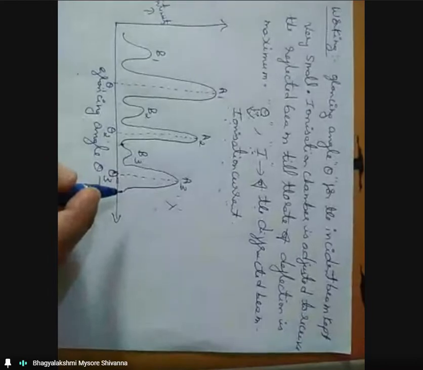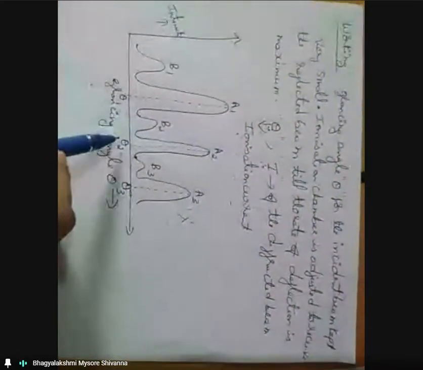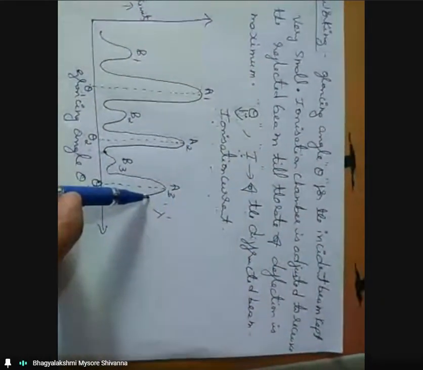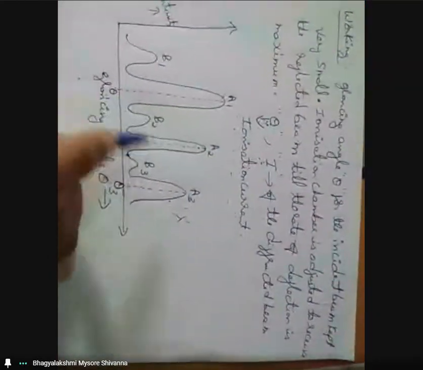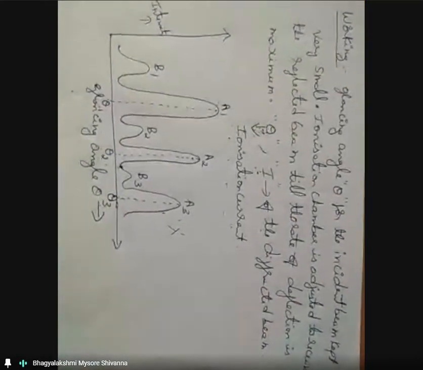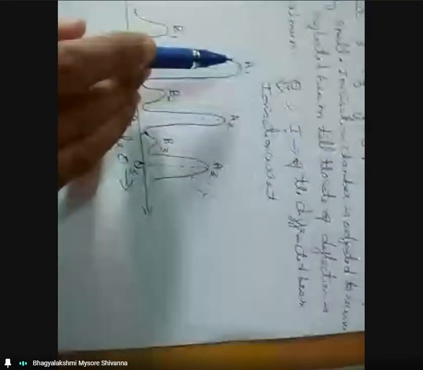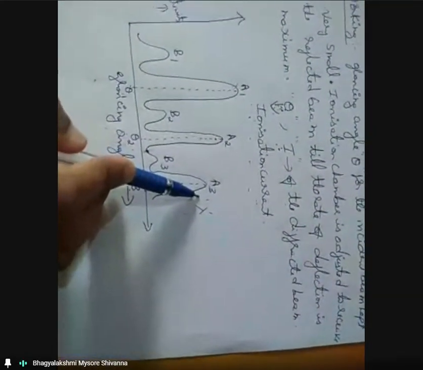Refers to the X-rays of wavelength lambda. Then the glancing angles theta 1, theta 2, theta 3 correspond to the peaks A1, A2, A3, which are obtained from the graph. This shows that A1, A2, A3 correspond to the first, second, third order reflections of the same wavelength.